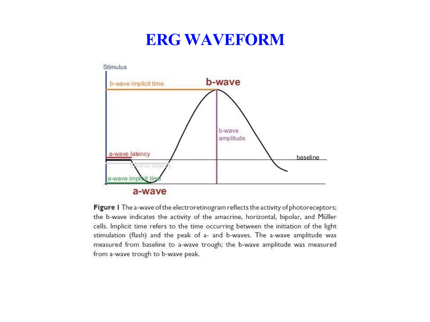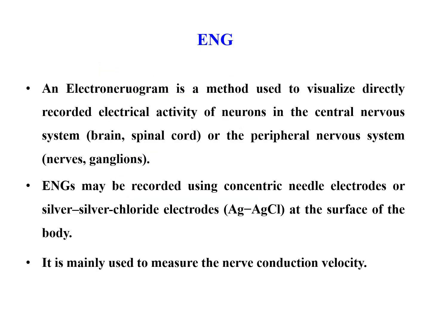The peak levels of the A and B waves are measured after the initiation of the light stimulation cycles. A wave amplitude was measured from baseline to the A wave trough. B wave amplitude was measured from the A wave trough to the B wave peak. This is the ERG, electroretinogram waveform.